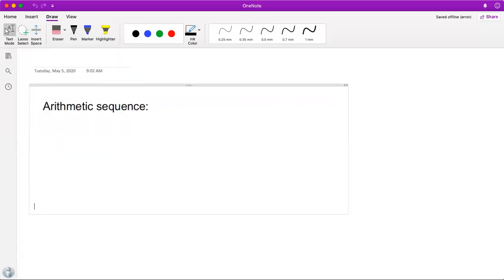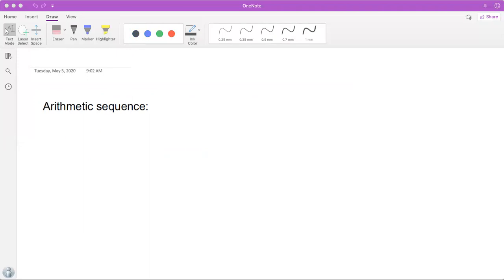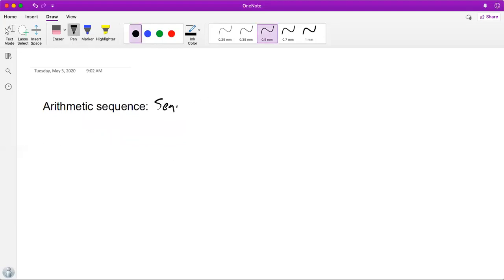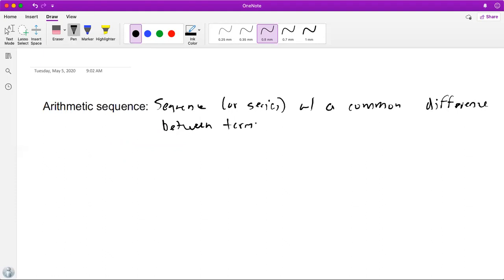So an arithmetic sequence is a sequence or series with a common difference between terms. What that means is that you add or subtract the same number to get from one term to the next.